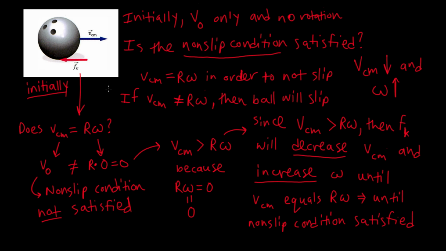Because as I wrote over here, the force of kinetic friction will decrease the velocity and it will try to increase the angular velocity until the non-slip condition is satisfied. And so that's what I want to find. I want to find out how much time that takes. Or in other words, how long does it take for the force of kinetic friction to decrease the velocity enough so that it's equal to the radius times the angular speed.